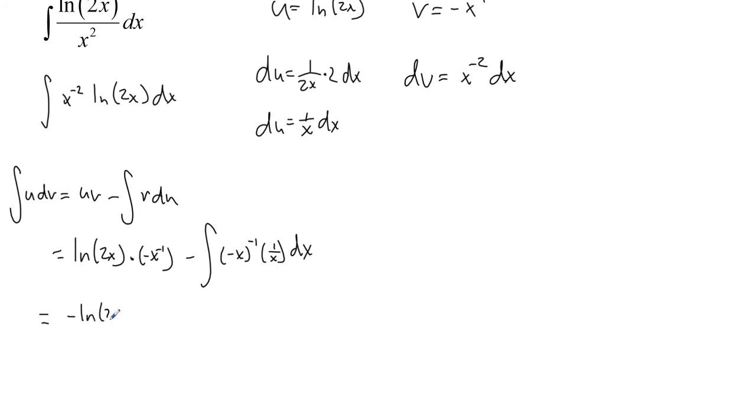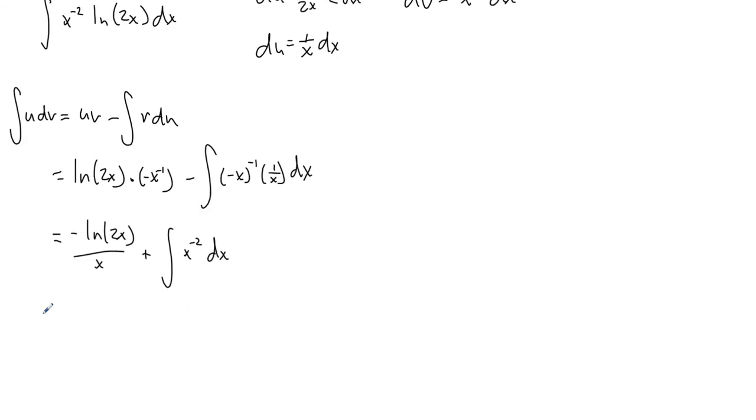So negative ln of 2x over x minus the integral. I'm going to take the negative and combine it with that negative to make that positive. I'm going to push this x to the bottom, that'll give me 1 over x. So negative ln of 2x over x plus the integral of x to the negative 2 dx. There we go. Now we've got it.